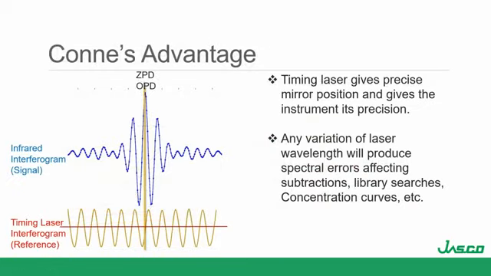And the last is Connes' advantage. The timing laser gives the precise mirror position and gives the instrument its precision. So your data is only going to be as good as the laser you use. If you use a silicon diode laser, its wavelength is not as stable as a helium-neon. That's why we don't use lasers that are basically found in laser pointers, because the wavelength, the frequency, of the laser is not steady compared to other lasers.